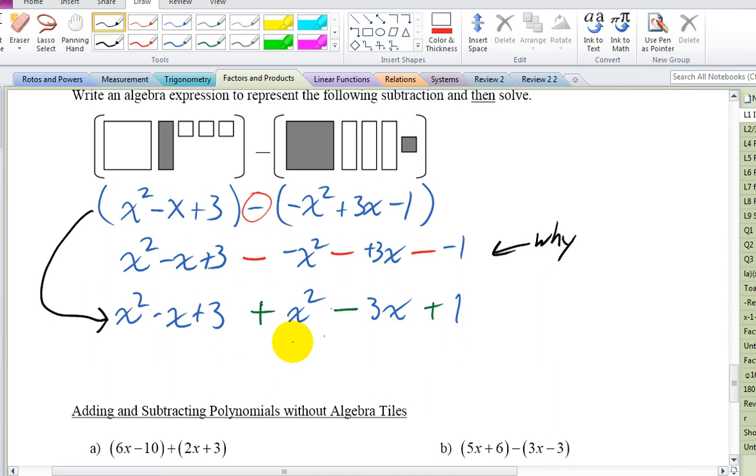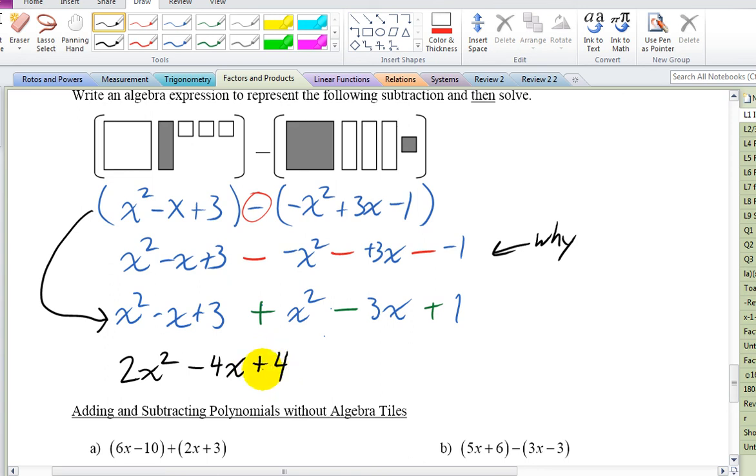Kyla, how many x squareds? Good. Emma, how many x's? Negative 1 minus 3. Good. Negative 4. Right, because there's a negative 1 and negative 3. Okay, altogether negative 4. Right. And now we have plus 3 plus 1. Joe? 4. Good, plus 4.